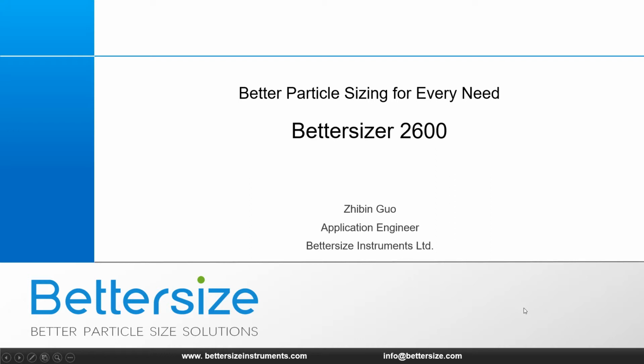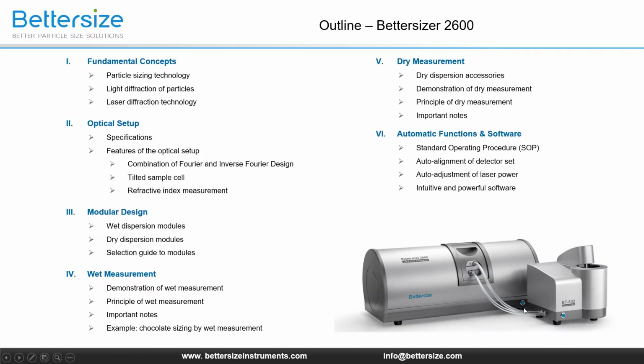In this talk, I'm going to give an introduction to the fundamentals of a very powerful particle size analyzer, the Betasizer 2600. This talk has 6 sections. First, I'd like to talk about a few fundamental concepts about particle sizing. Then, I'll move on to the analyzer and start with the optical setup.